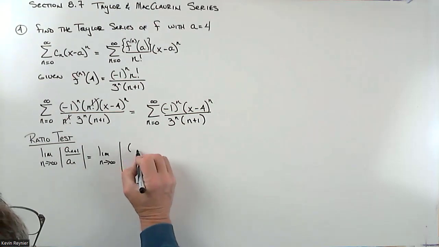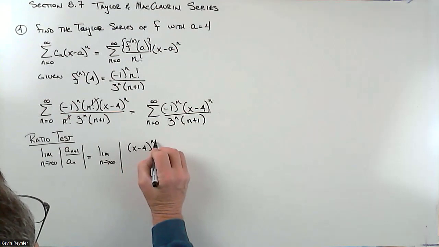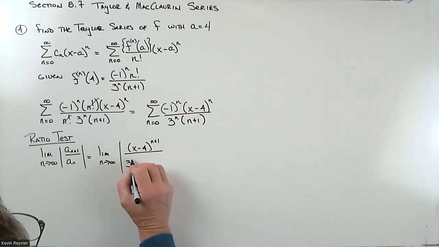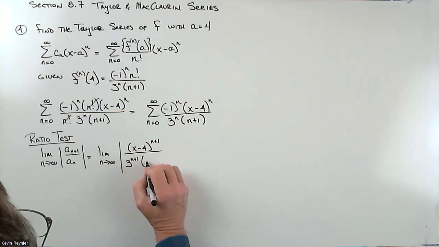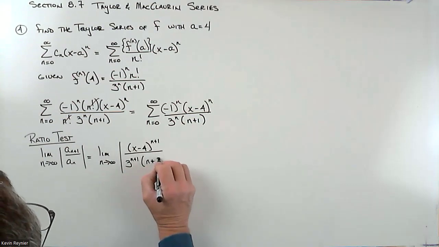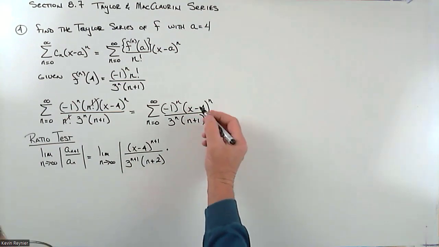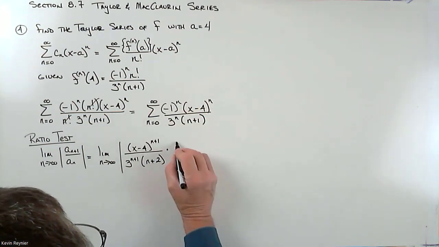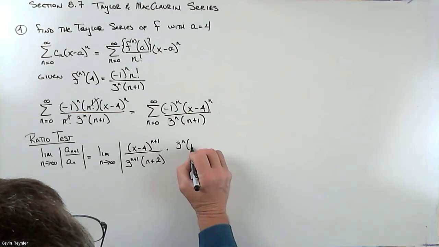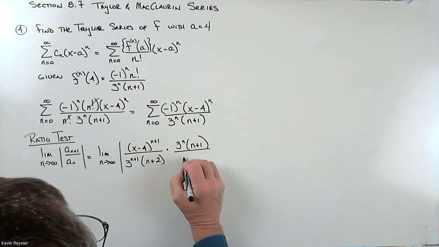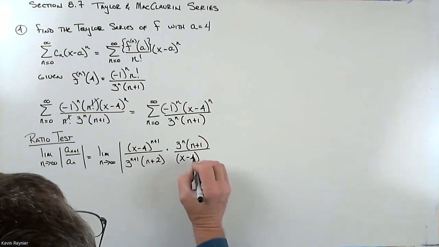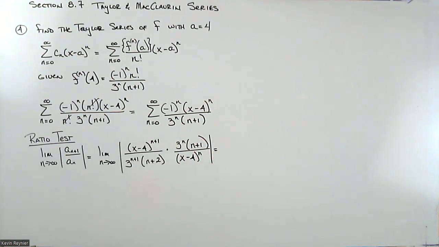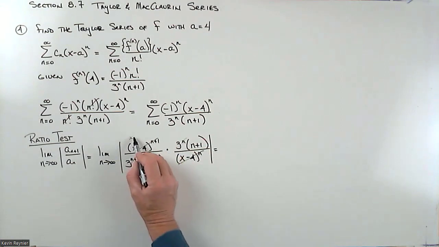So here we're going to have x minus 4 to the n plus 1 divided by 3 to the n plus 1 times n plus 1, which of course is going to be n plus 2 times, and then here again, we don't need the negative 1 to the n. We're going to invert, so we have 3 to the n. We have n plus 1 here, and here we have x minus 4 to the n. Now that leaves us, when we simplify this, the 3 to the n plus 1 over 3 to the n gets us 3, and this gets us x minus 4.